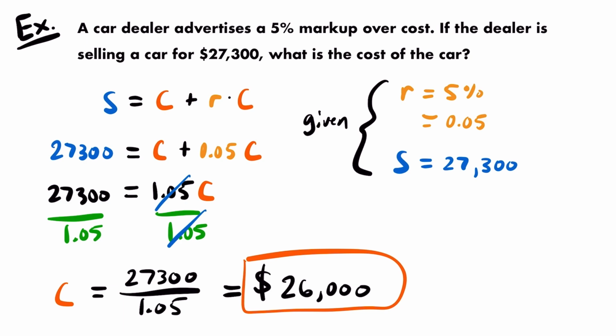Okay, so if the car is sold for $27,300, and the markup is 5% over cost, then this would have to be the original cost. $26,000 plus 5% of that $26,000 would give you the selling price of $27,300. So that is the final answer to this problem. Let's take a look at one more example for this video.